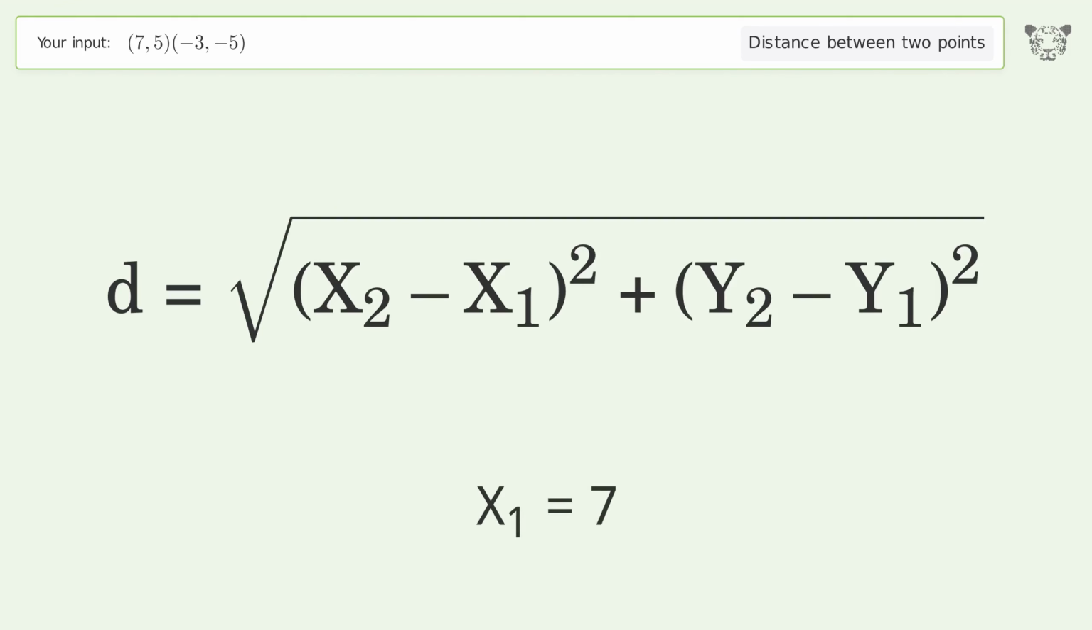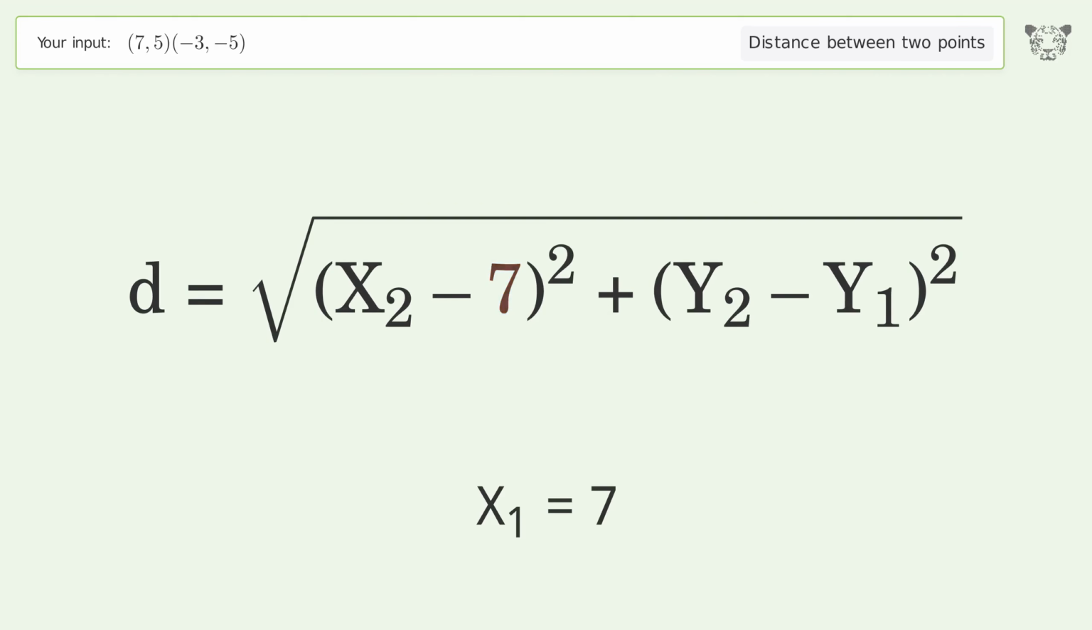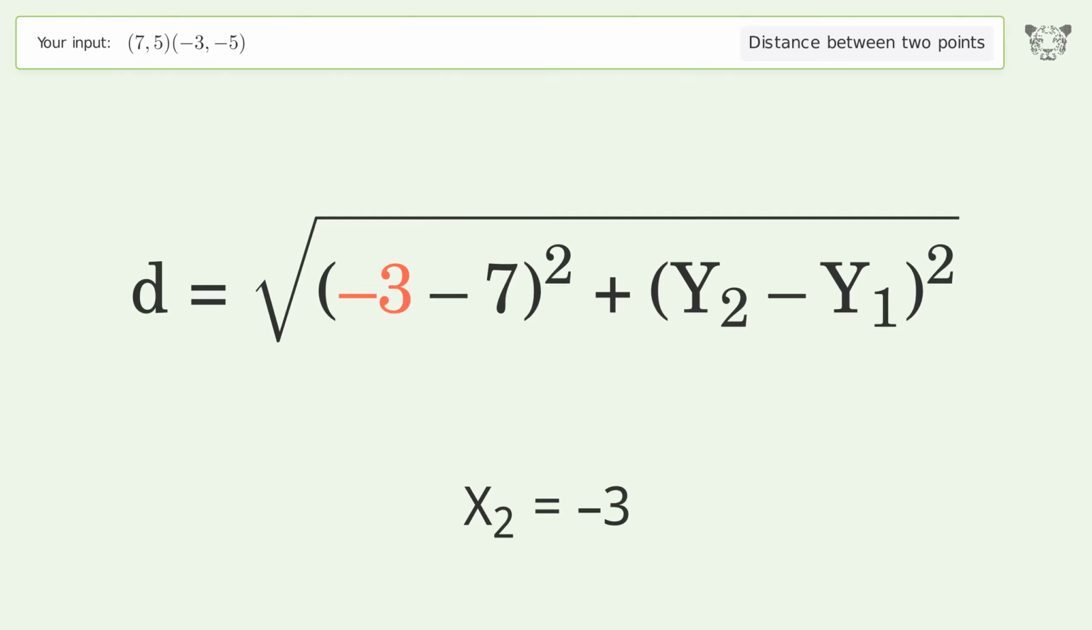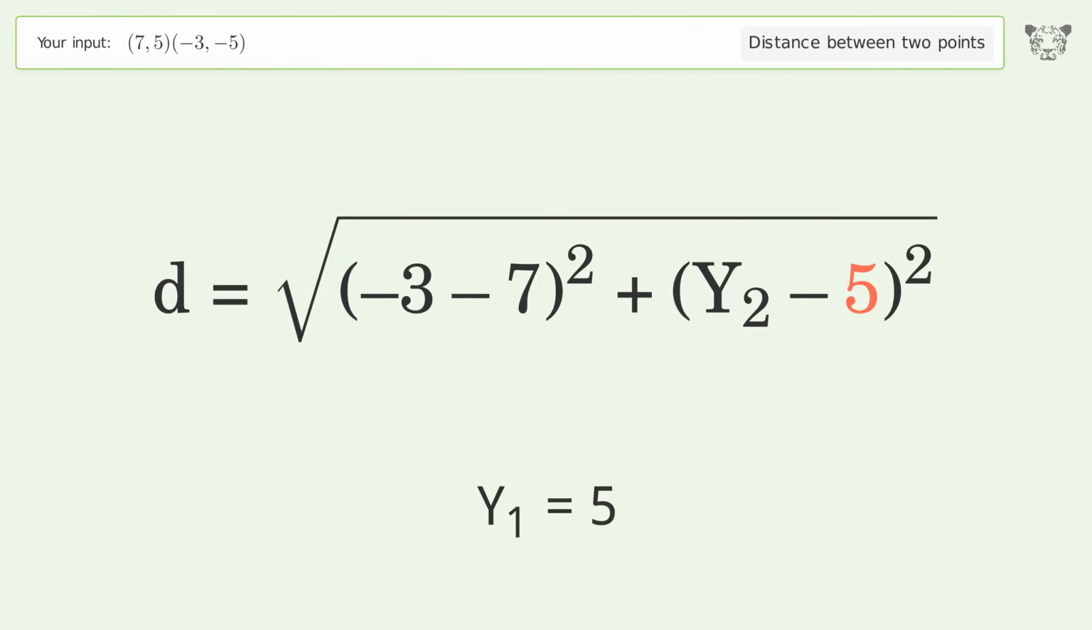x1 equals 7. x2 equals -3. y1 equals 5. y2 equals -5.